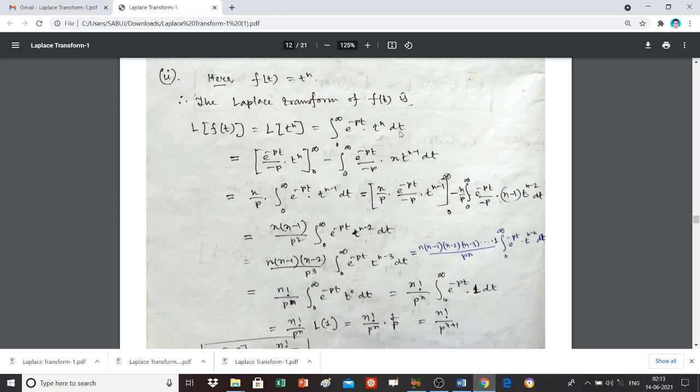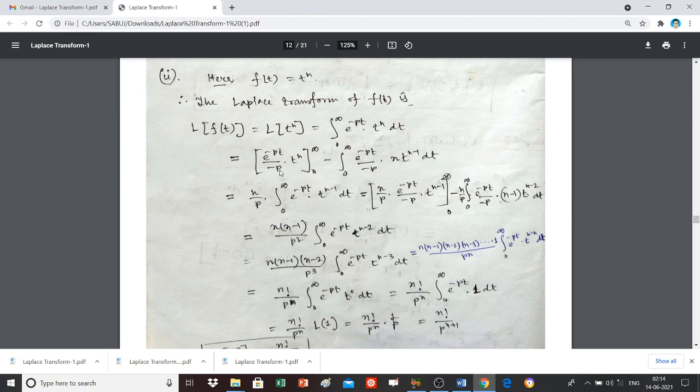You have to integrate this by using the method of integration by parts. First, t to the power n is taken as the first term, then integrate e to the minus pt, which gives e to the minus pt by minus p, with limits 0 to infinity. Then minus the integral from 0 to infinity. Then differentiate t to the power n, which gives n times t to the power n minus 1, and integrate e to the minus pt by minus p, and then dt.